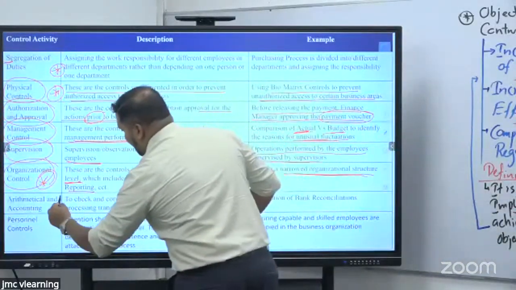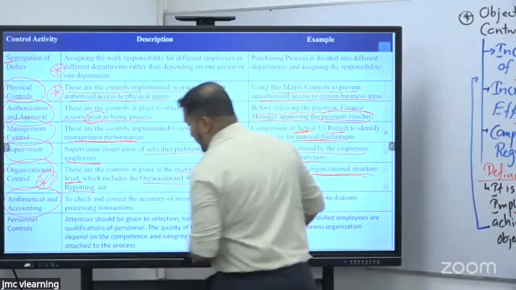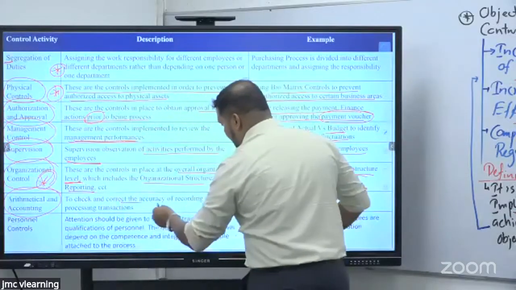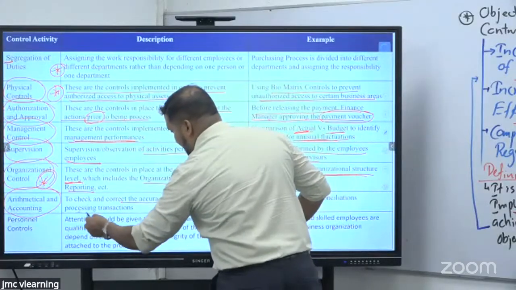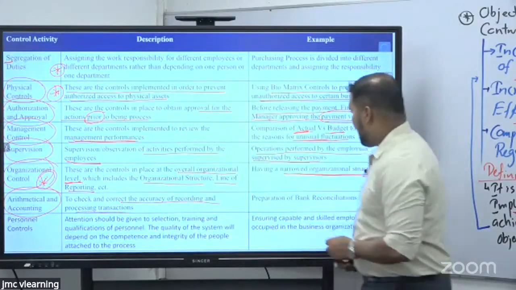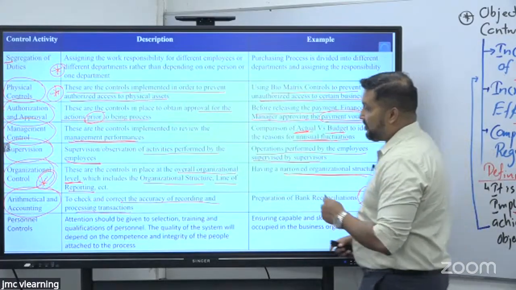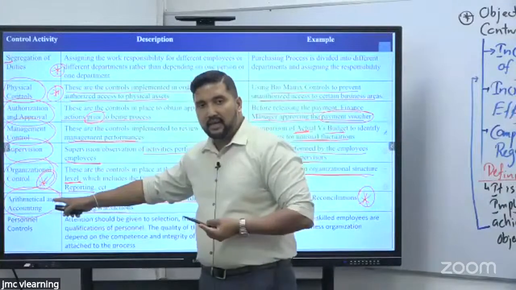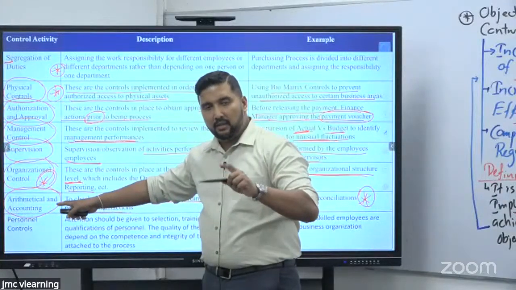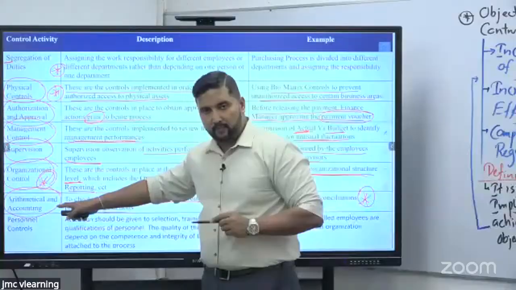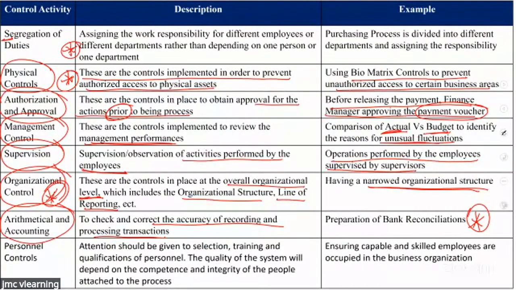Then comes the arithmetical and accounting controls. These are implemented to check the accuracy of recording and processing transactions. Example, preparation of bank reconciliations, which is considered as one of the critical arithmetical and accounting controls applicable to the reliability of financial reporting. Then you can take preparation of debtors control account and creditors control account to check the accuracy of debtors and creditors ledger. So likewise, you will be having arithmetical and accounting control.